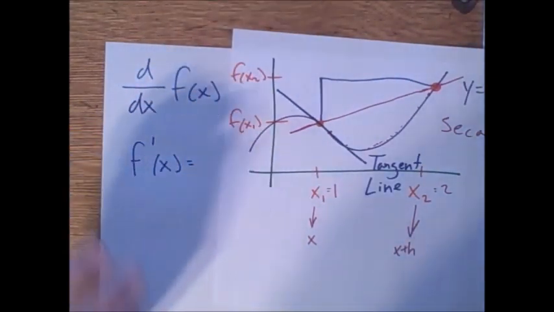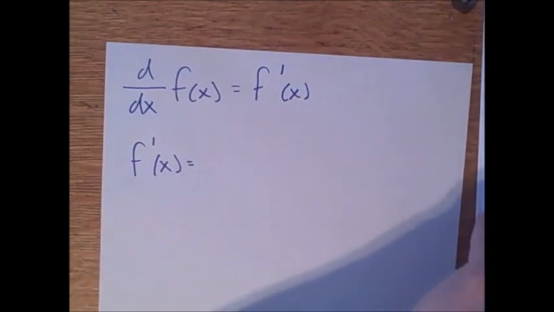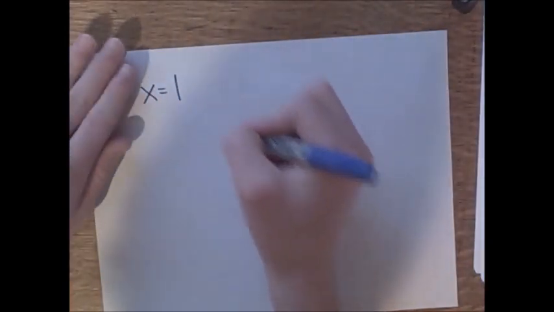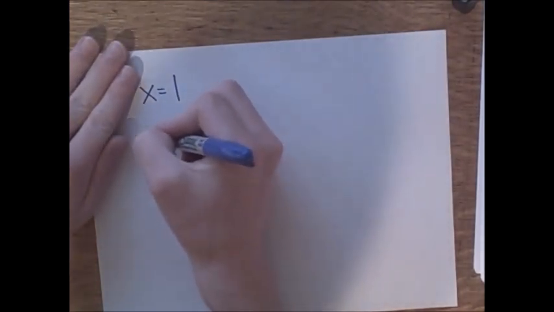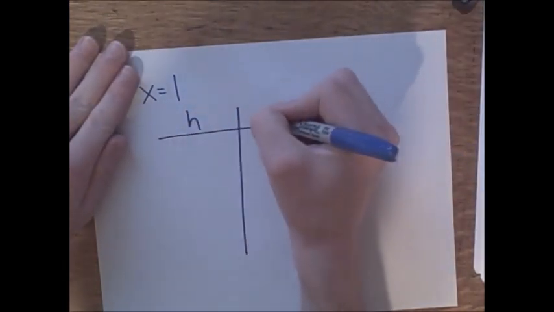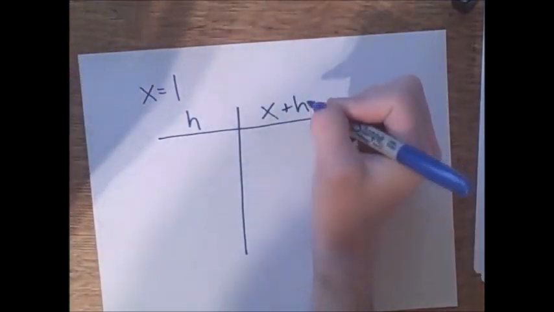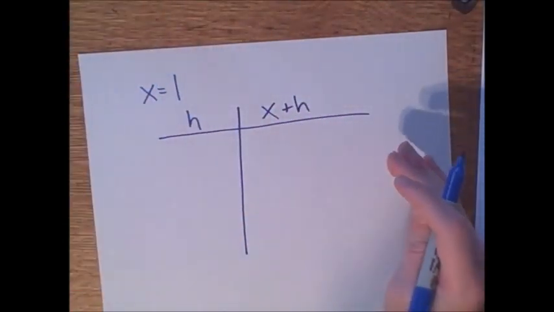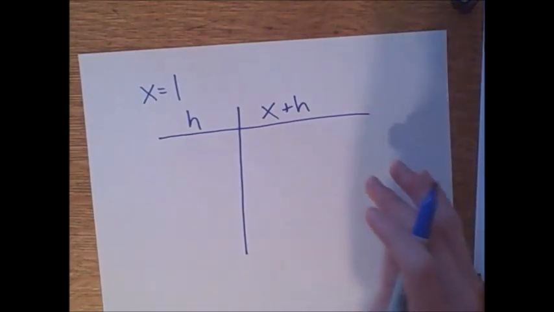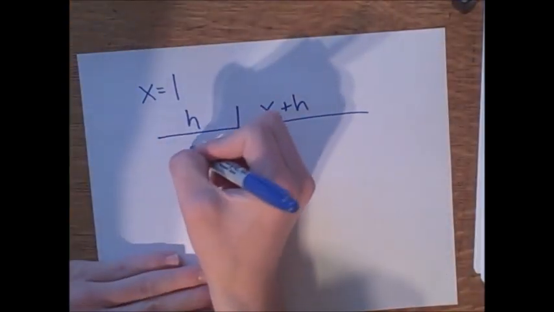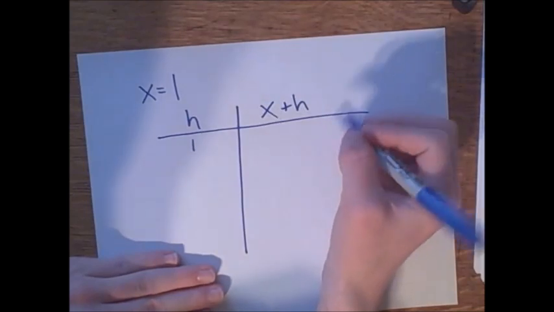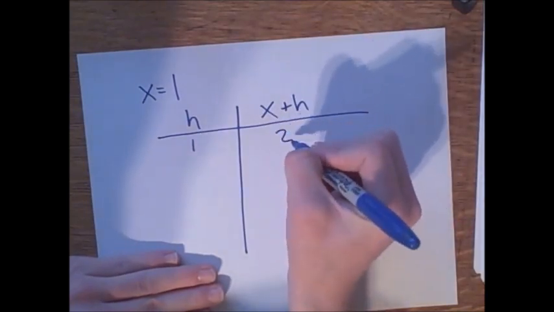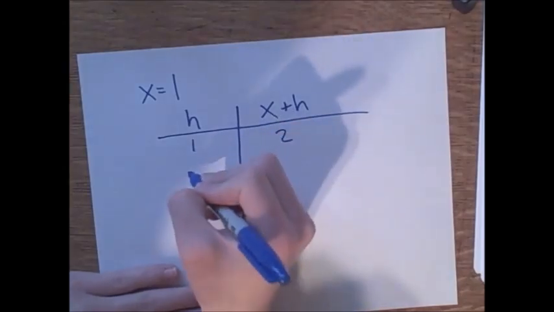Well, let's make a table really quick. Okay? Let's make a table. For now, let's just say that x equals 1. Okay? And we're going to start plugging in values for h, and then the output will be x plus h. And we're going to try to get this as close to x as we can without actually equaling x. So if we were to plug in 1 for h, then x plus h would be equal to 2. So yeah, we're getting pretty close. So let's try some more values.